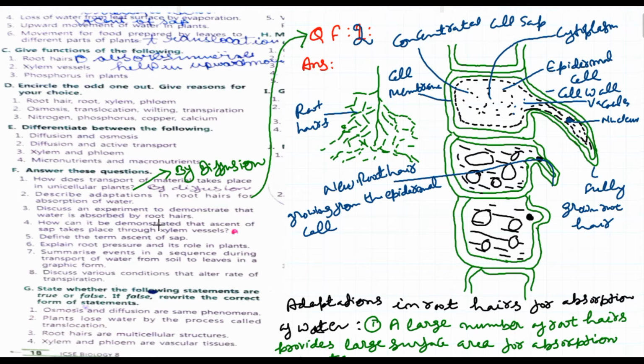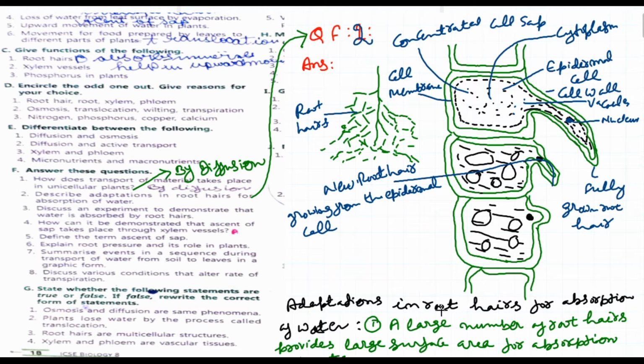Describe adaptations in root hairs for absorption of water. We have to discuss the adaptations made in the root hairs for absorption of water. This is the diagram I have shown here. So adaptations in root hairs for absorption of water, number 1.